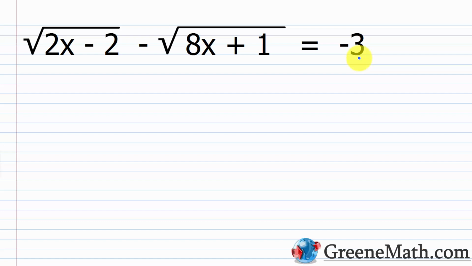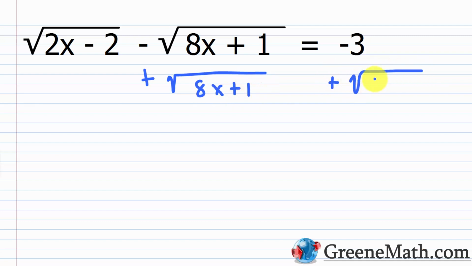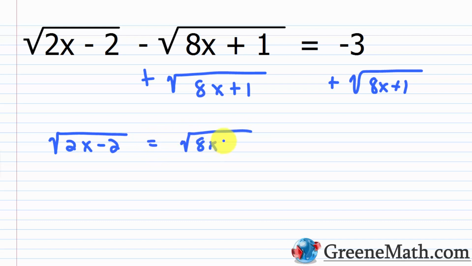All right, so let's go ahead and add the square root of 8x plus 1 to both sides. And what I'm going to have here is that the square root of 2x minus 2 is going to be equal to, you'll have the square root of 8x plus 1 and then minus 3, okay? So now I'm going to square both sides. This guy right here, I'm just going to have my 2x minus 2.